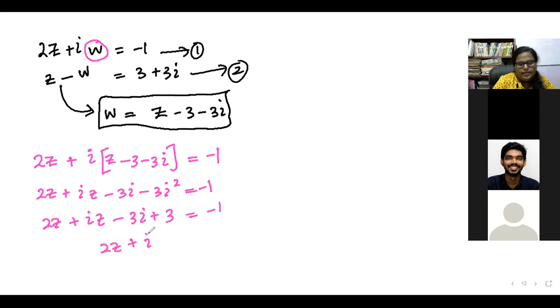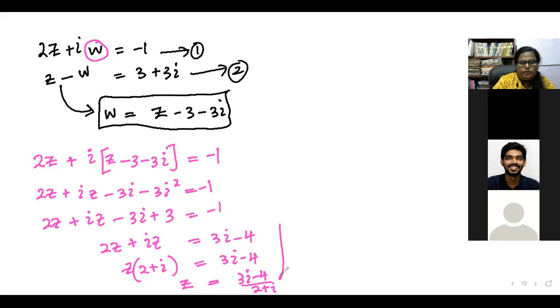2Z plus iZ equals 3i minus 4. That means we are taking this minus 3i to the right hand side as plus 3i, and this plus 3 as minus 3. So we can take this as -4. So we have to take Z out here: Z times (2 plus i) equals 3i minus 4. The same result comes with this one also. So Z equals 3i minus 4 divided by 2 plus i.